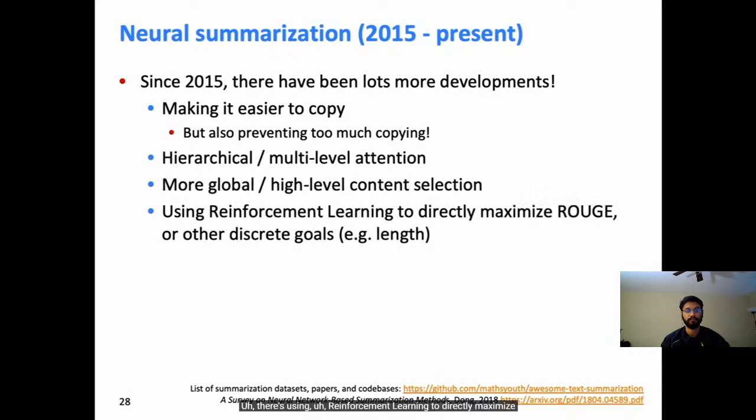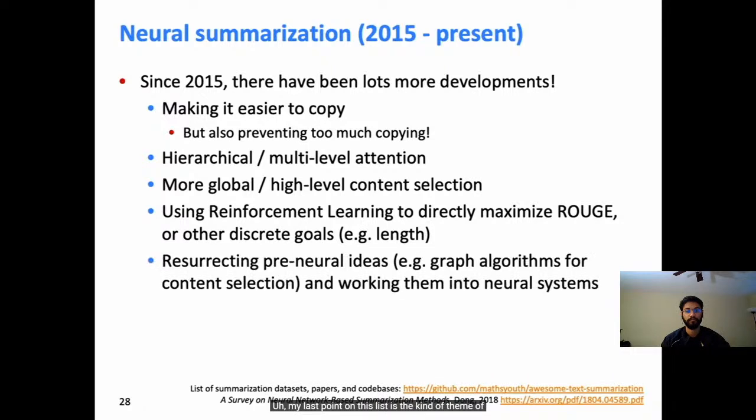There's using reinforcement learning to directly maximize ROUGE or other discrete goals you might care about, such as maybe the length of the summary. And I say discrete here because ROUGE is a non-differentiable function of your generated outputs. There's no easy way to differentiably learn that during training in the usual way. My last point on this list is the theme of resurrecting pre-neural ideas, such as those graph algorithms that I mentioned earlier, and working them into these new seq-to-seq abstractive neural systems. And I'm sure there's more as well.